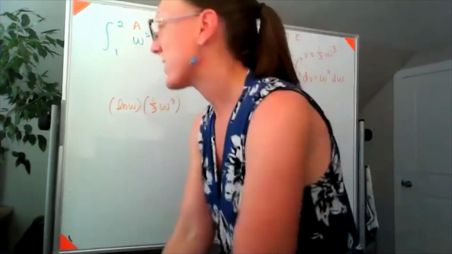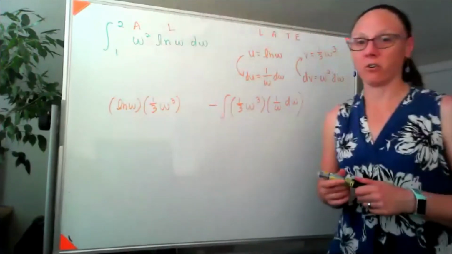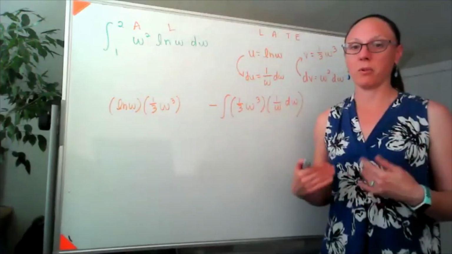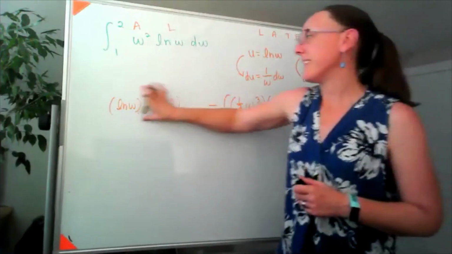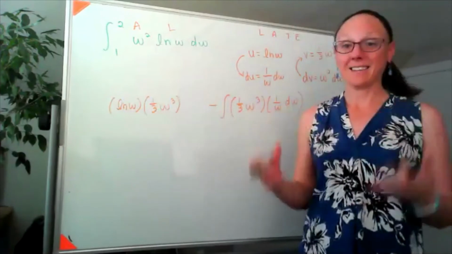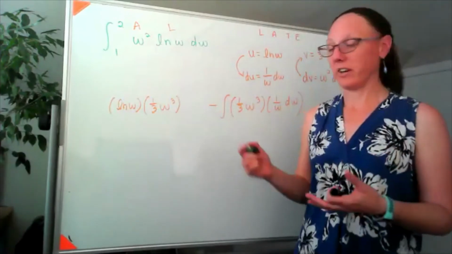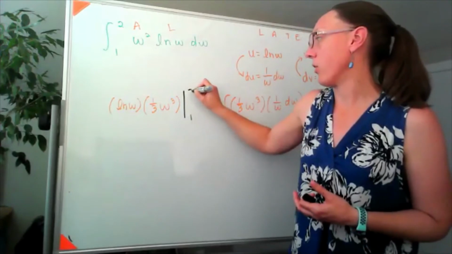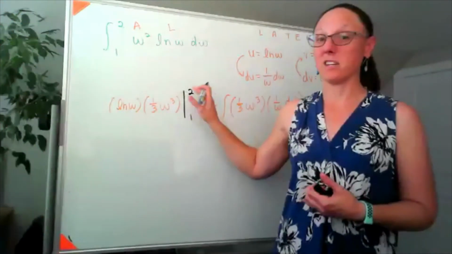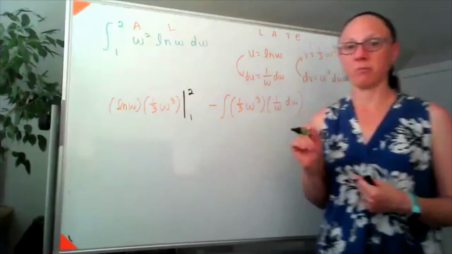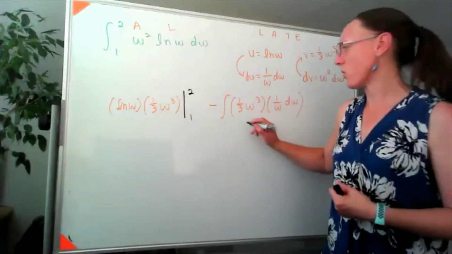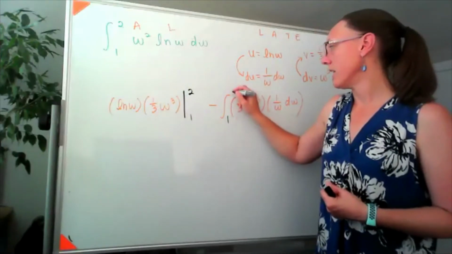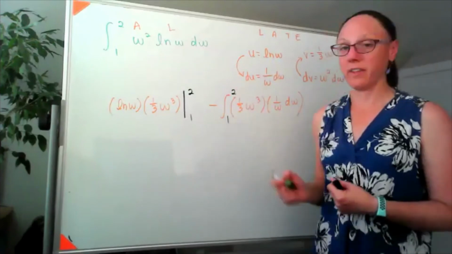Notation-wise, we started off with a definite integral, so that notation needs to come along with us. This piece is not something that needs to be integrated again. So this, we're gonna put that vertical line and the 1, 2 on there because it's ready to just plug in the 2 and subtract off plugging in the 1. This piece over here, we still need to integrate. So we're gonna put the 1 and the 2 on the integration symbol.